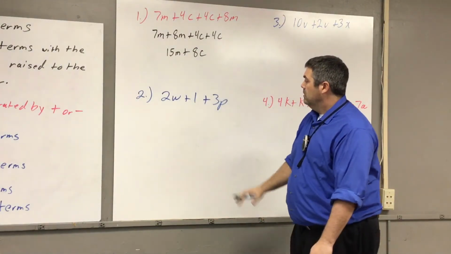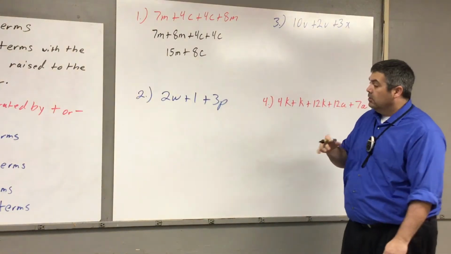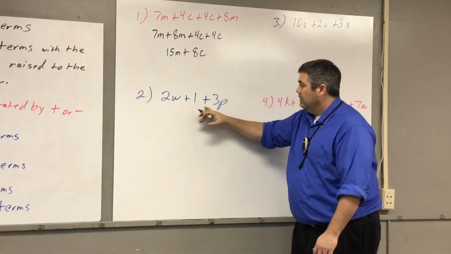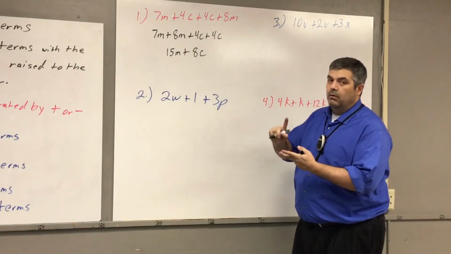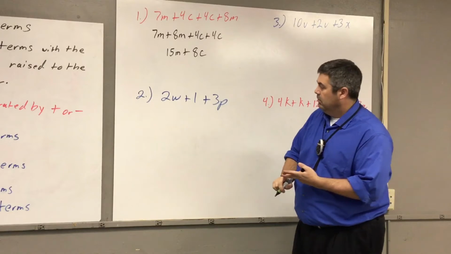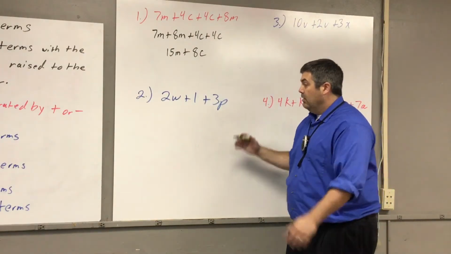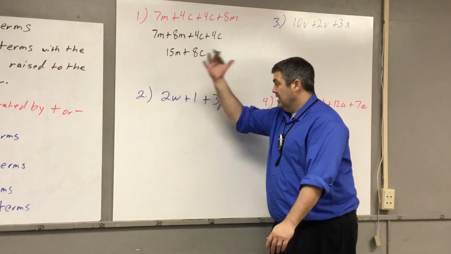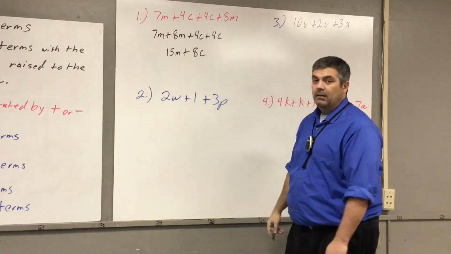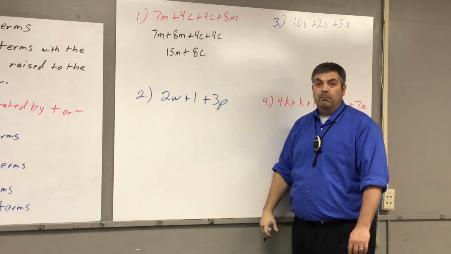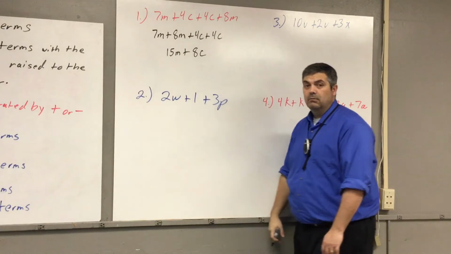That's all there is. Now when we come down to here, this is another one, 2w plus 1 plus 3p. Same variable with the same power. Well, none of those have the same variable. If they don't have the same variable, give that answer back to them. That's their answer. 2w plus 1 plus 3p. There's nothing you can do to that problem. You can't combine them. So, just give them back that answer.